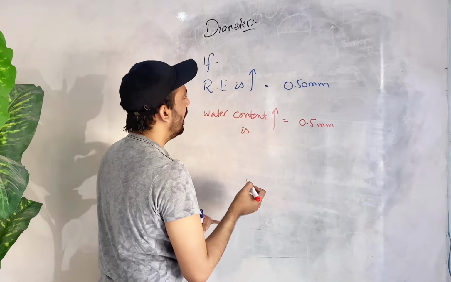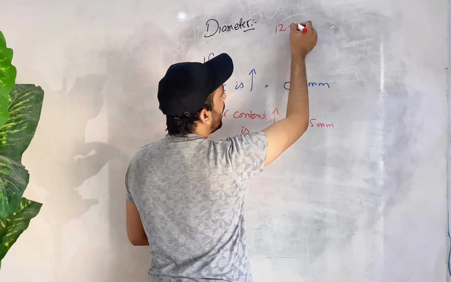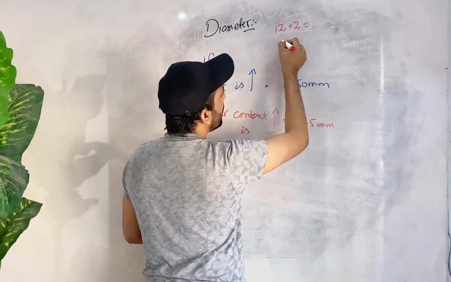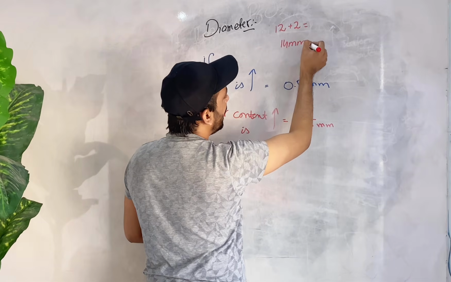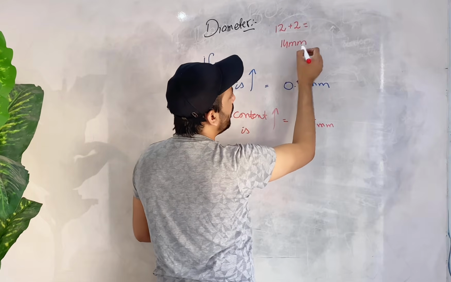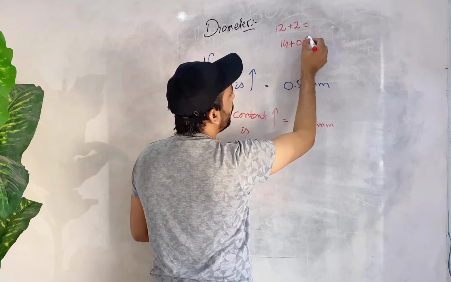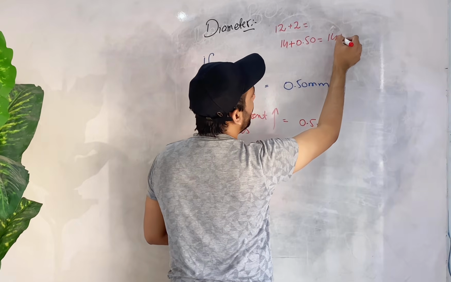So for example, our HVID was 12 millimeter, we add 2, right? The total was 14 mm, for example, right? And we will add 0.5 if the water content is high. So we will add 14 plus 0.5 and it will be 14.5 millimeter.